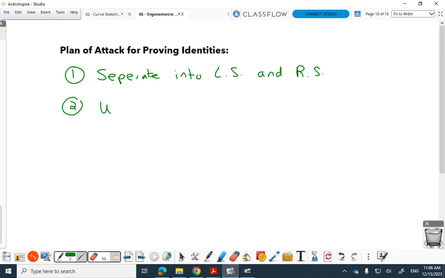2, work on the more complicated side first. I didn't say that in the lesson. But there's my next piece of advice. And I'll put a question mark at the end. This isn't always the right strategy, but for a lot of questions, you'll find better results if you just go after the more complicated side first.